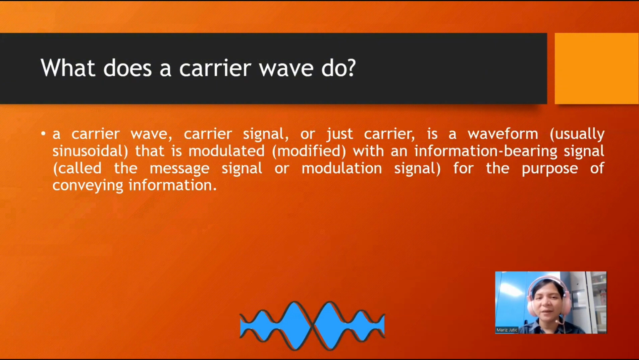What does a carrier wave do? A carrier wave is a carrier signal, or just a carrier. It is a waveform, usually sinusoidal, that is modulated or modified with an information-bearing signal called the message signal or modulation signal for the purpose of conveying information.